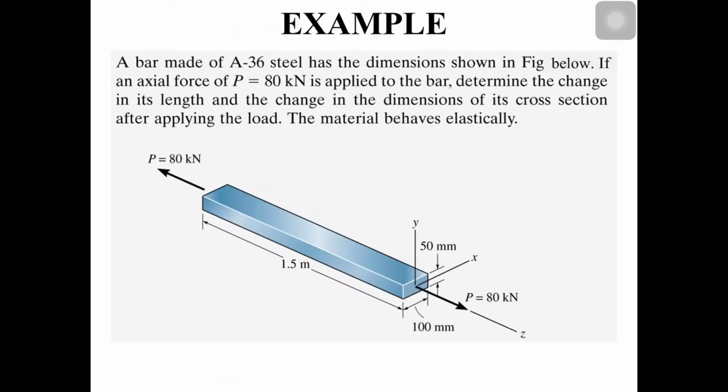So, example: a bar made of A36 steel has the dimensions shown in the figure below. If the axial force P is 80 kN, determine the change in its length and the change in dimension of its cross section after applying the load. The material behaves elastically. So this mentions that it is a bar made of A36 steel.